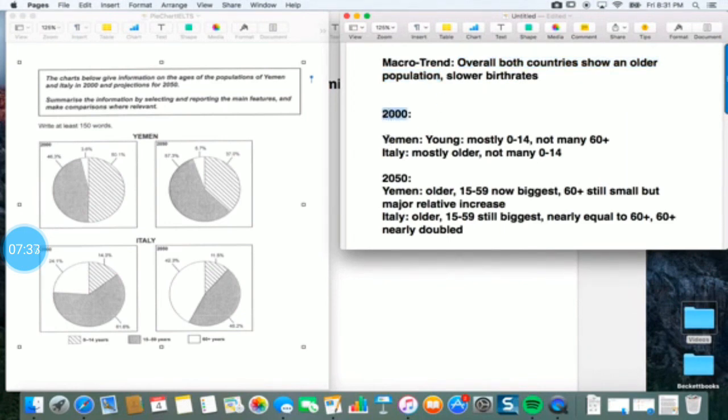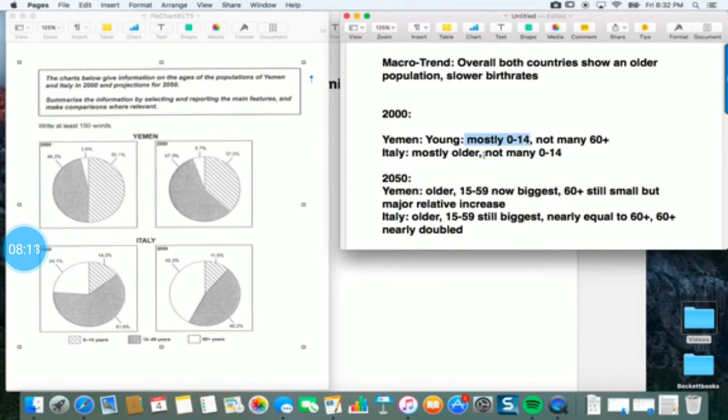Then we look at it in 2000. Yemen, the main trend, mostly young. Okay, 0 to 14 is the biggest trend. It's more than 50%, and there are very few people who are 60 plus. Italy is mostly older, not old, but older. 15 to 60 plus is much older, and there are very few for 0 to 14. So you can see that's kind of an interesting difference there.